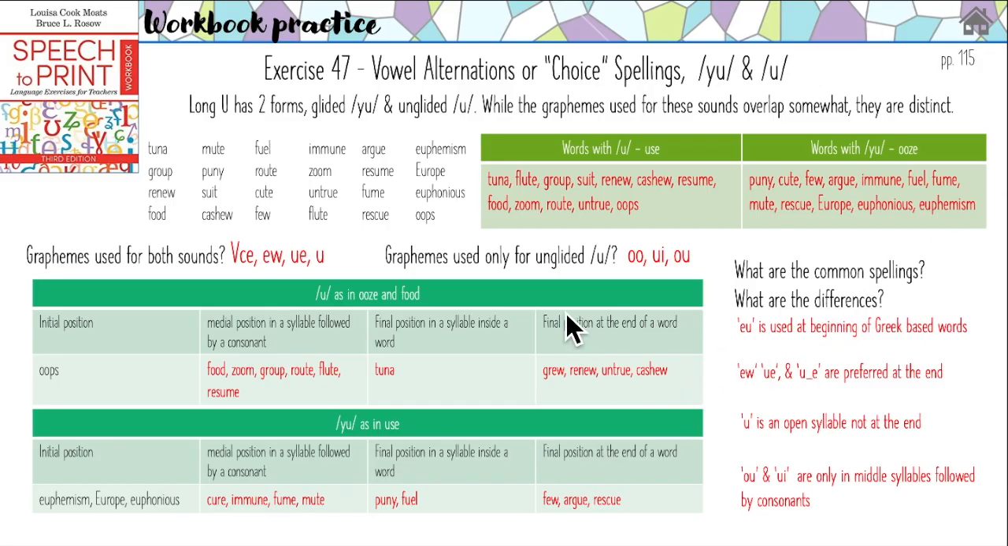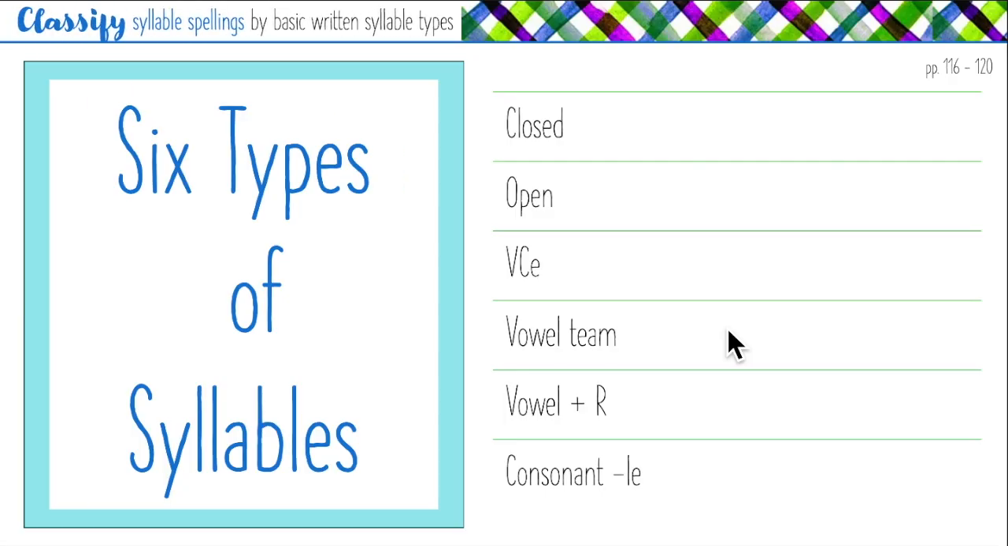First grade, you can introduce the vowel consonant E, but make sure they know the difference between the glided and the unglided. Whew. So have you noticed that open syllables and closed syllables and vowel consonant E and vowel teams and vowel plus R, these are things that are mattering right now, right?